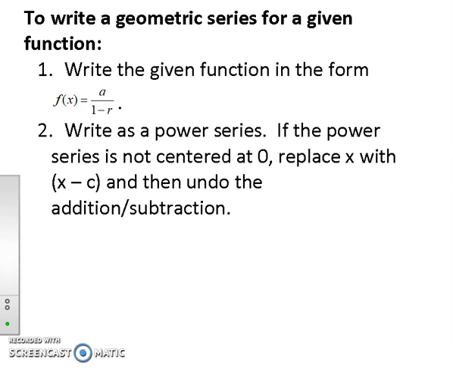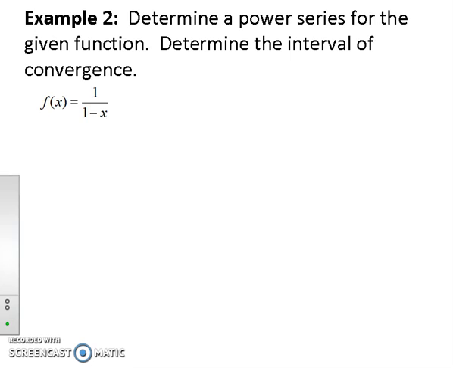If the power series is not centered at 0, then where we would have x to the n, we'll replace it with x minus c to the n. So this might not make very much sense until we actually apply it to a problem. So here we have example 2. We're given a function that would represent a power series. Now we want to be able to convert that into sigma notation. So we need to extract from here a value for a and a value for r.